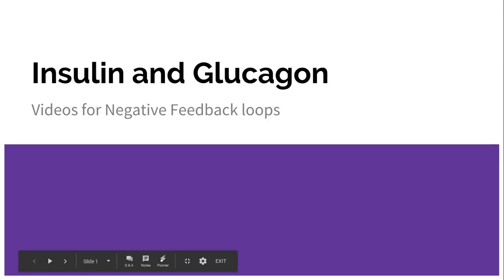Today we're going to be talking about insulin and glucagon for chapter 14. We are going to be focusing on the negative feedback loops and the effect it has on glucose in our bloodstream. So we're going to start with just thinking about our regular negative feedback loop.